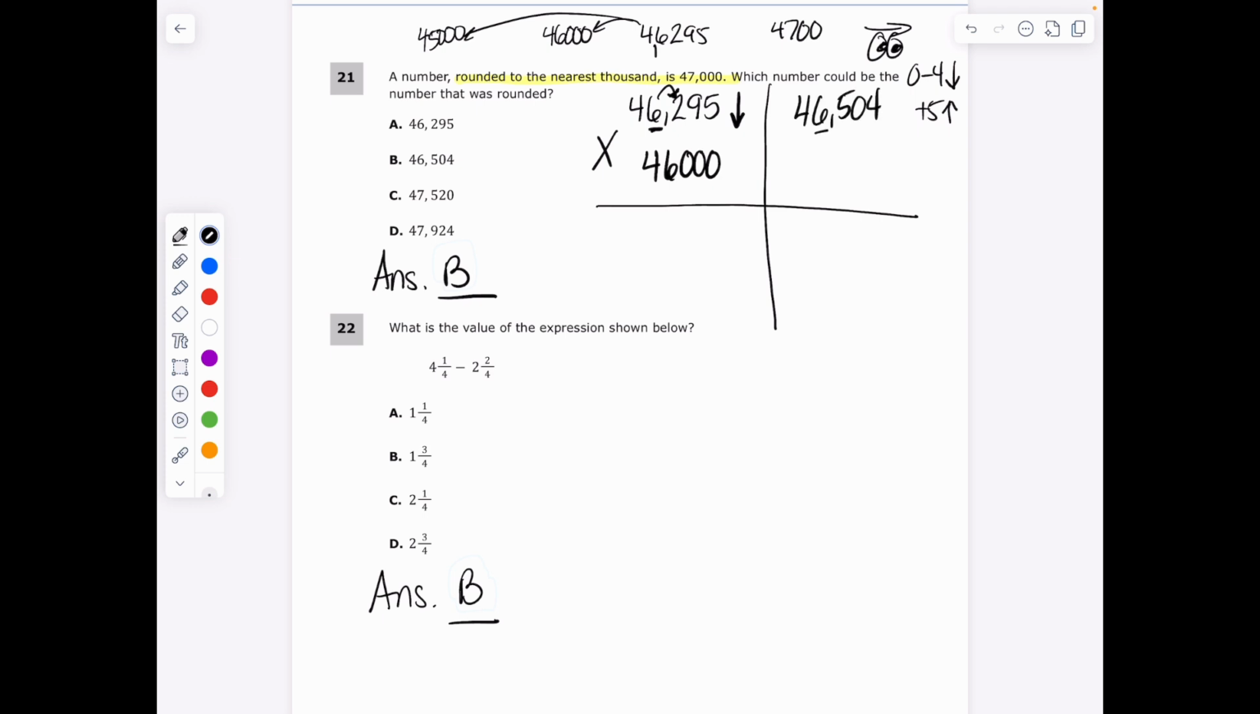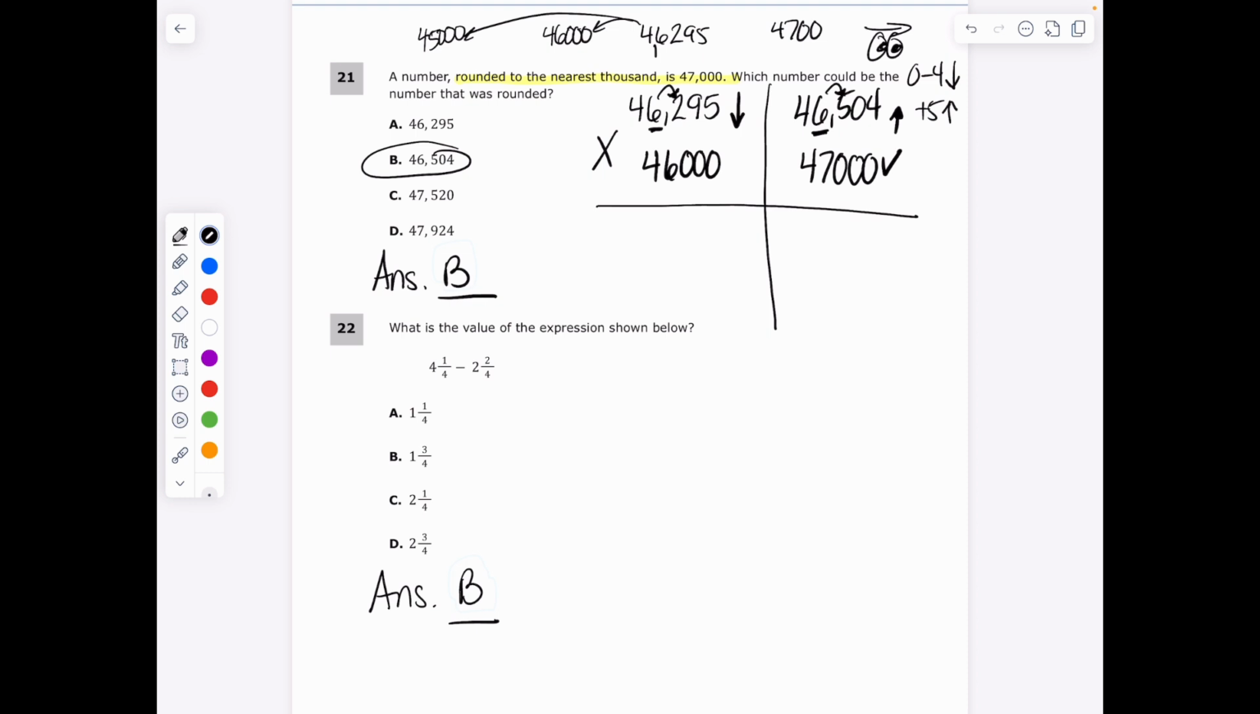46,504. So here's my thousands. I'm going to look at my buddy on the right, which is a 5. So I'm going to round up. If it's 5 or more, round up to the sky. So instead of 46,500, it goes up to 47,000, which is the one we want.